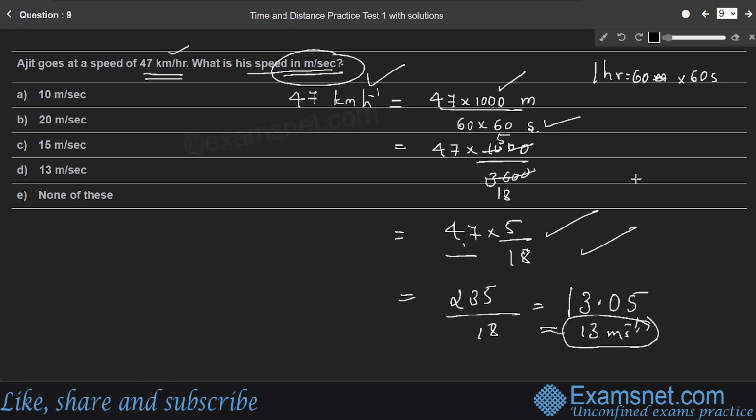Nearby value is 13 meter per second. Therefore, 47 kilometer per hour, his speed in terms of meter per second is 13 meter per second, right? Hence, option D is the right answer.